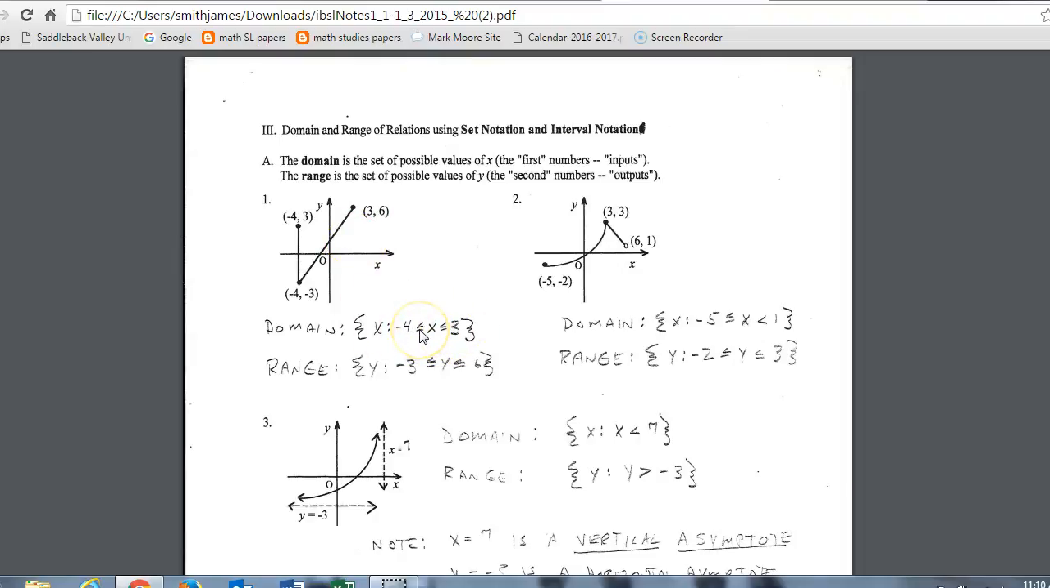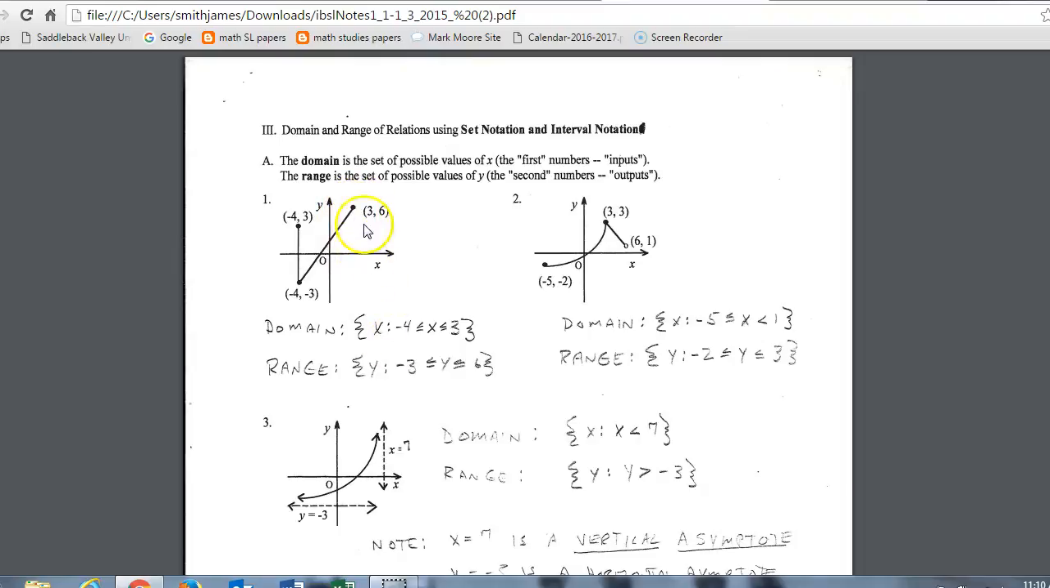We'd have to use the inequalities because that way we include every possible value between negative 4 and 3 as well. So we're putting x is greater than or equal to negative 4, less than or equal to positive 3. You do need to include the equal sign simply because these are filled in.